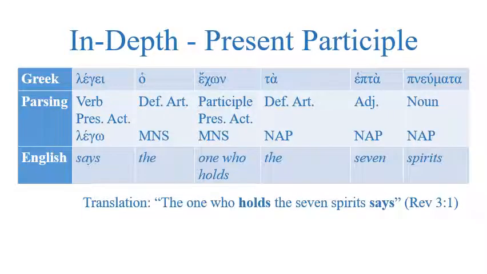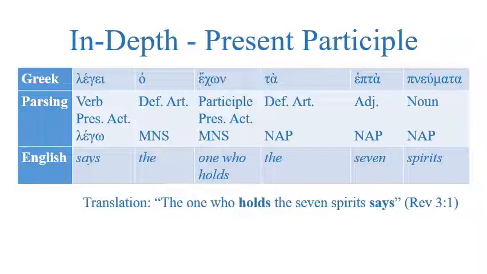Let's take a look at another example, this time from the book of Revelation. Here we have lege ho echon ta hepta pneumata. Lege is our verb from lego, meaning to say, and here it's in the present and the active. Ho is our old friend, the definite article, masculine nominative singular. Echon is our participle. That omega nu ending tells us it's the present and the active from our verb echo, which means to have or to hold.